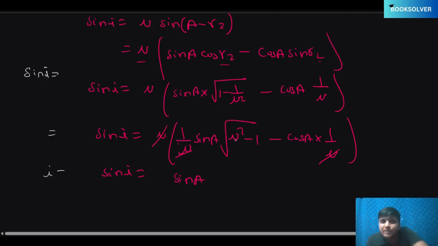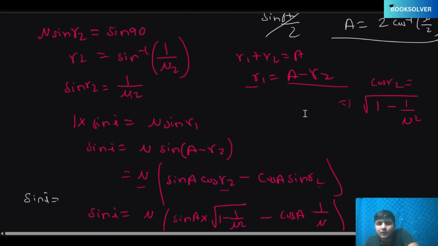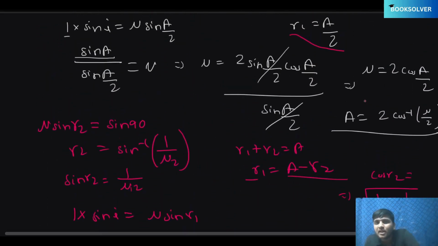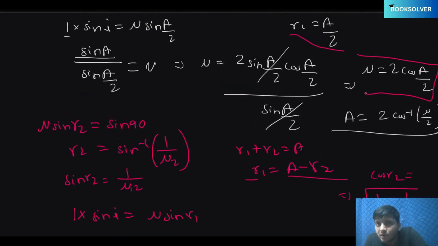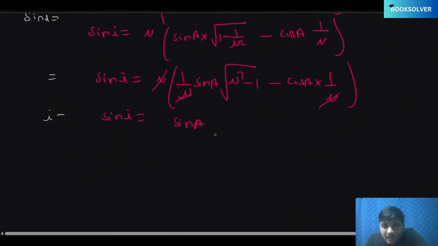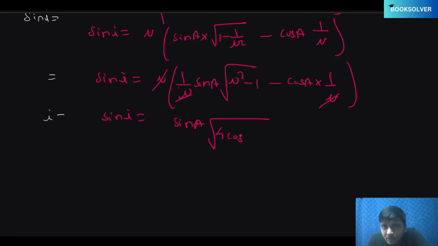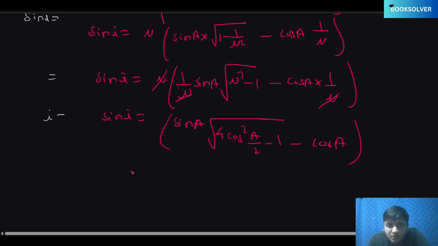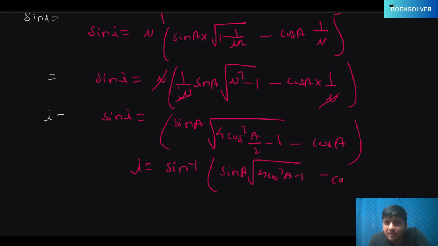Again, we have a mu here. So how can we replace this mu with some terms of A? I think we have found this relation earlier. Yeah, here is the relation. We have to put mu equal to 2 cos A by 2. Okay, so let's put that. So we can write 2 cos A by 2. It was, so we can write it 4 times cos square A by 2 minus 1 minus cos of A. This is equal to sine I. So I is equal to sine inverse of sine A into root under 4 cos square A by 2 minus 1 minus cos of A.